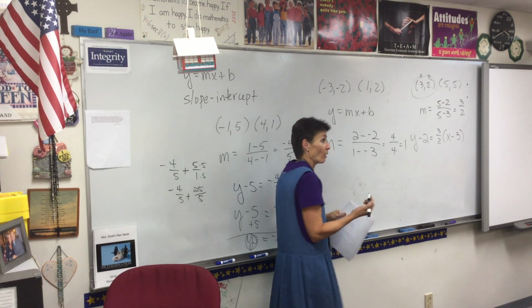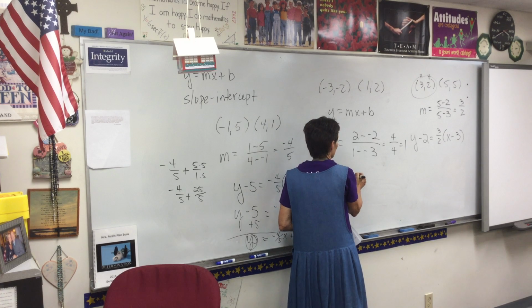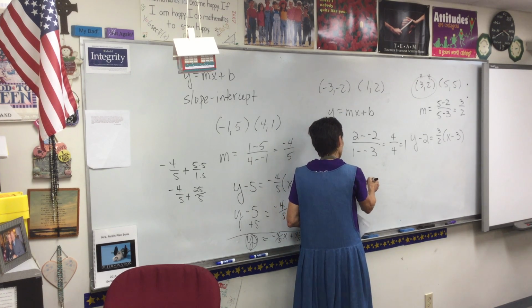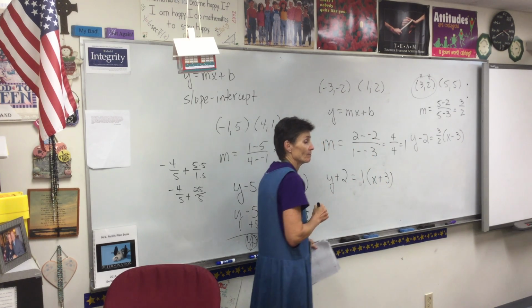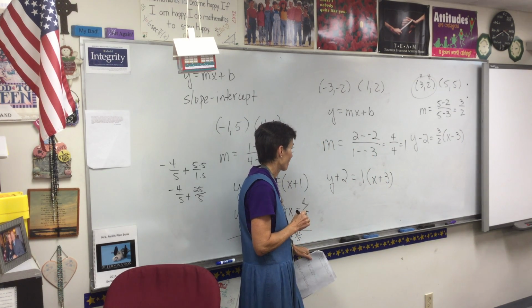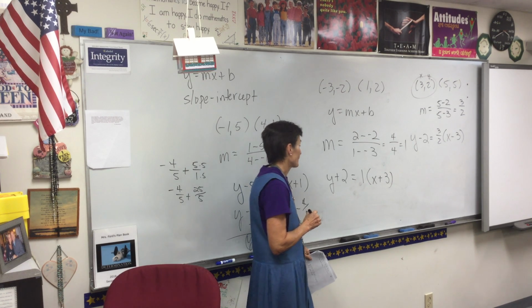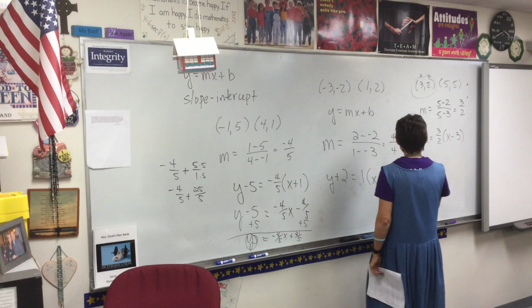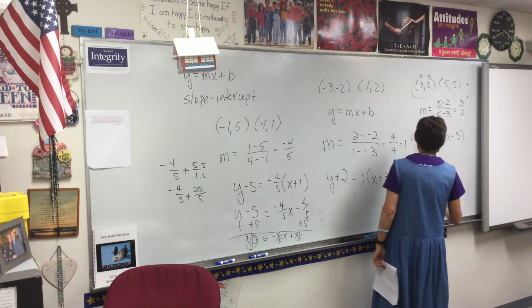All right, so now we can do our point slope. So y plus 2 equals 1 times x plus 3 if I use the first point. So if you use the other point, you subtract it, right? Yep. If you use the other point, it would be y minus 2 equals 1 times x minus 1.